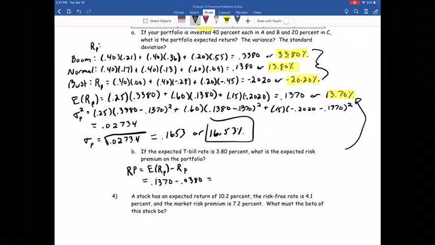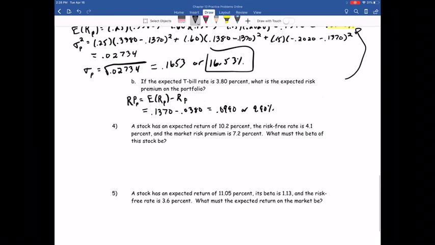So we end up getting a risk premium, and I guess I could do risk premium of the portfolio. Notation is getting a little funky, but we end up getting 0.0990 or 9.90%. So we require almost a 10% premium to invest in a risky portfolio such as this one comprised of A, B, and C stocks in excess of what the treasury bill rate is for this particular time period.